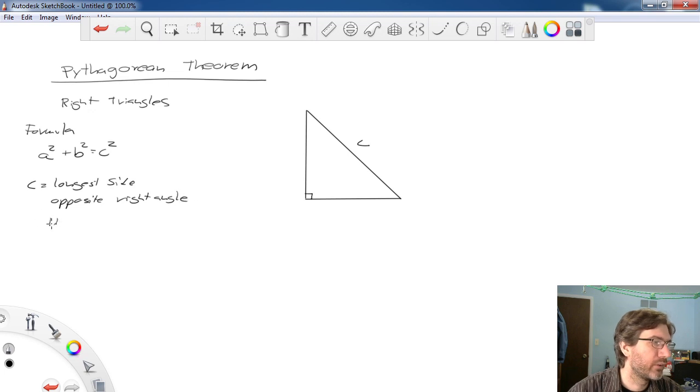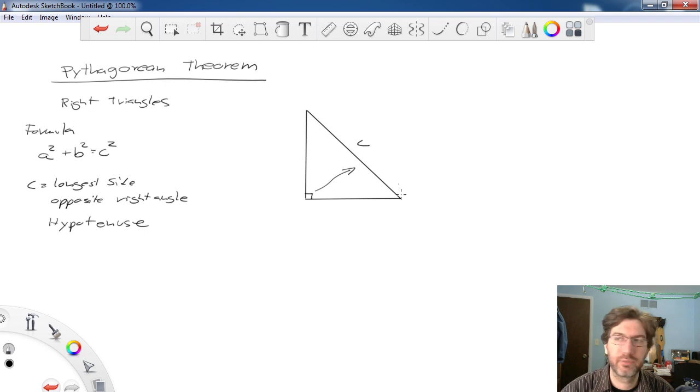And we call this the hypotenuse. I'm going to look up the spelling for that. Hypotenuse. So this is c. c is always going to be the longest side, the hypotenuse of your right triangle, and it's always going to be opposite the right angle. So you can see how this side is opposite the right angle here.